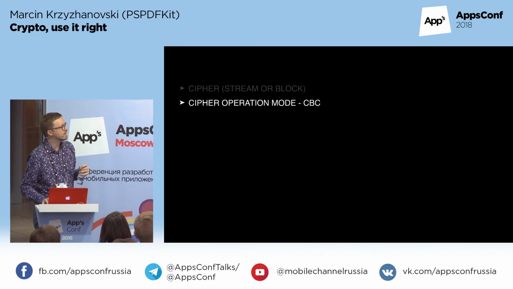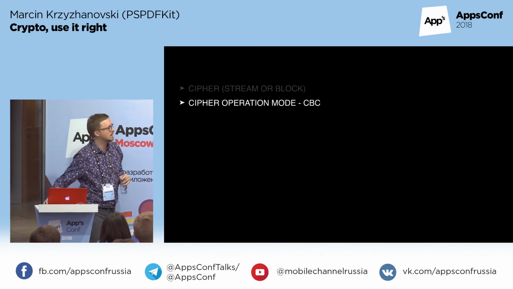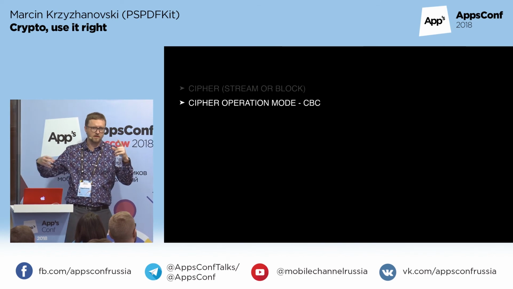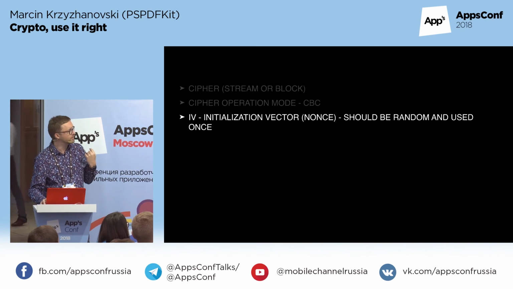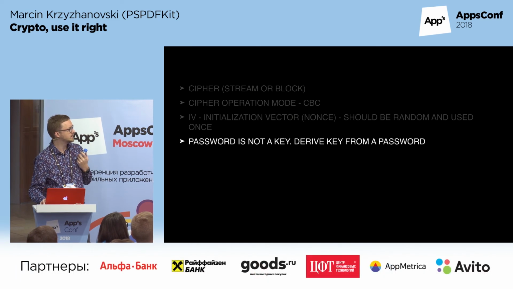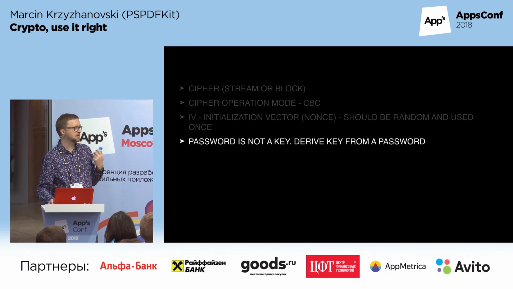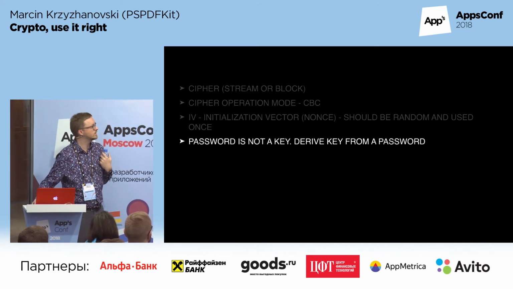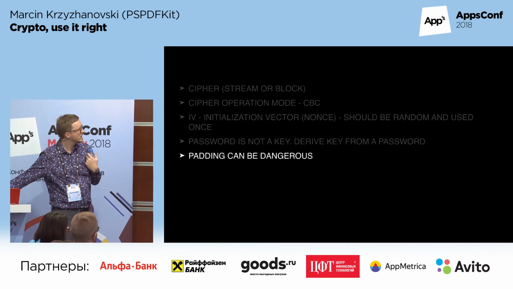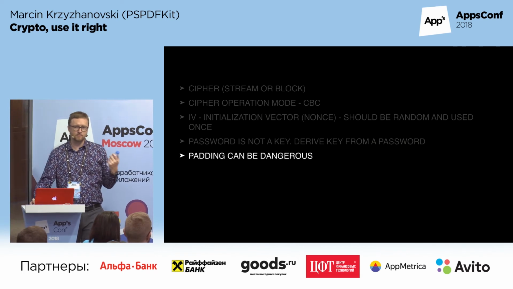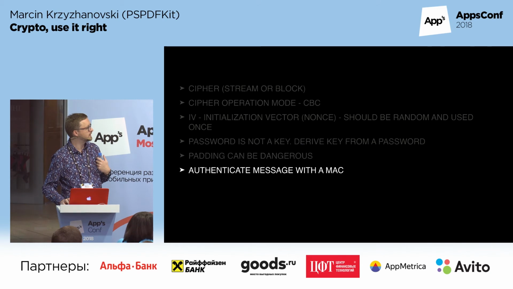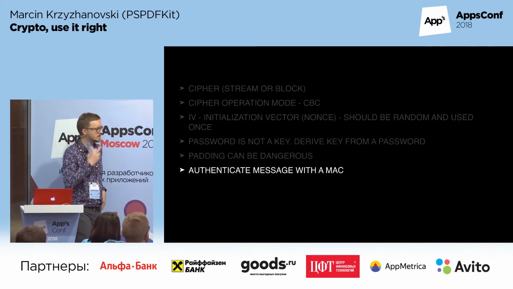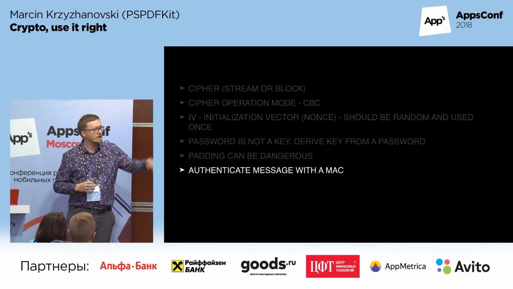Cipher operation modes, the most common is CBC. So this is how the blocks are connected. IV, nonce should be random and used just once for the message. Password is not a key. You use a derive function to get a key from a password. Padding can be dangerous, as I presented with the attack, but we should use the padding. Yeah, padding is required, but can be dangerous. And authenticate, always authenticate.